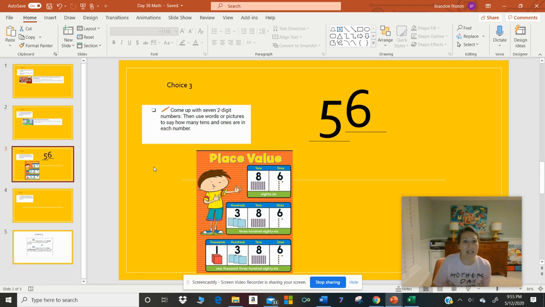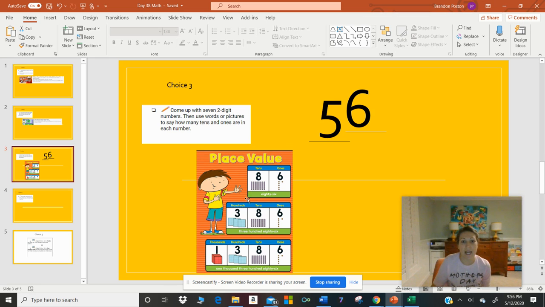All right, choice number 3, come up with 7 two-digit numbers. So 7 different two-digit numbers. And remember, a two-digit number looks like this right here. It has a number in the tens place and a number in the ones place. Okay, it says then use words or pictures to say how many tens and ones are in each number.